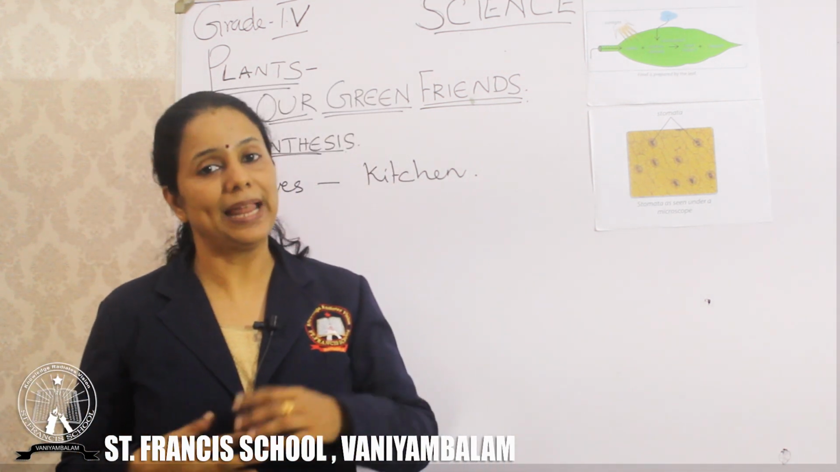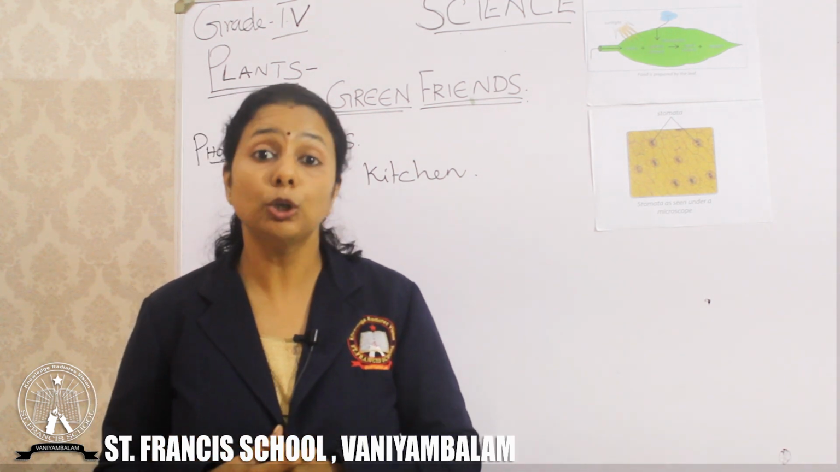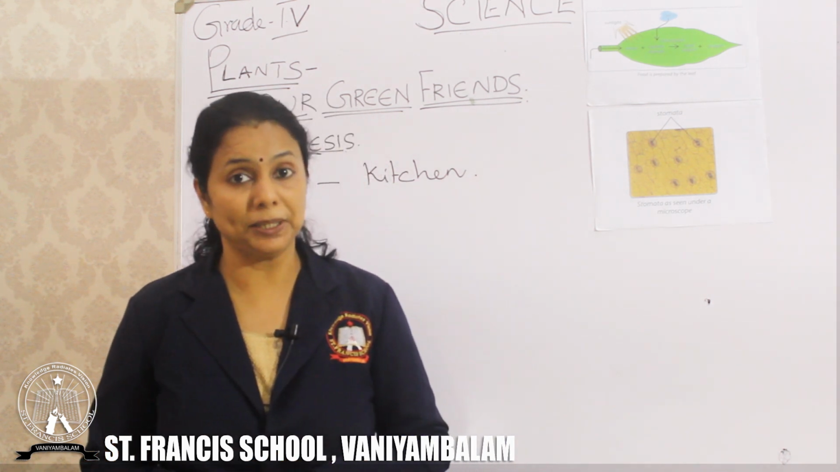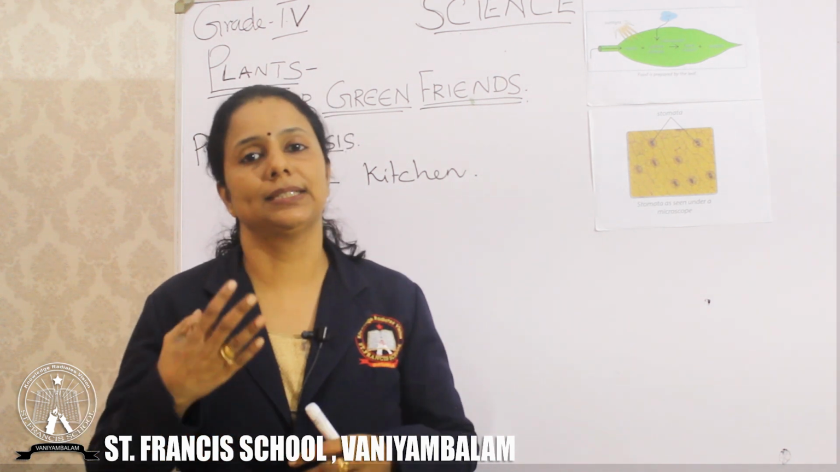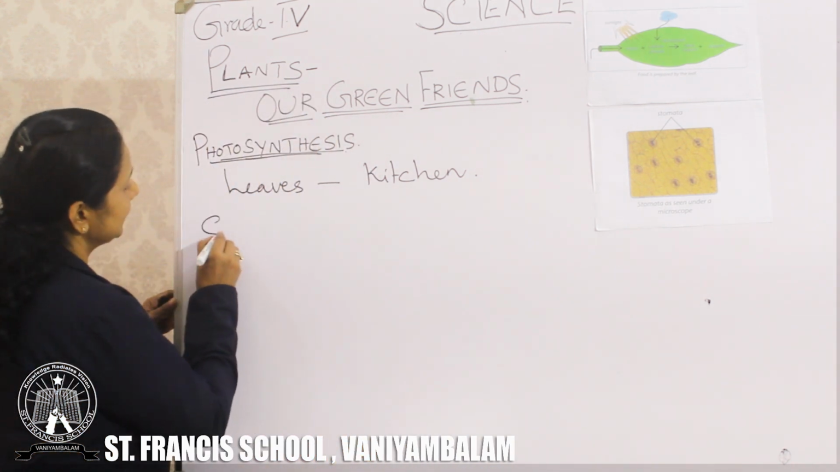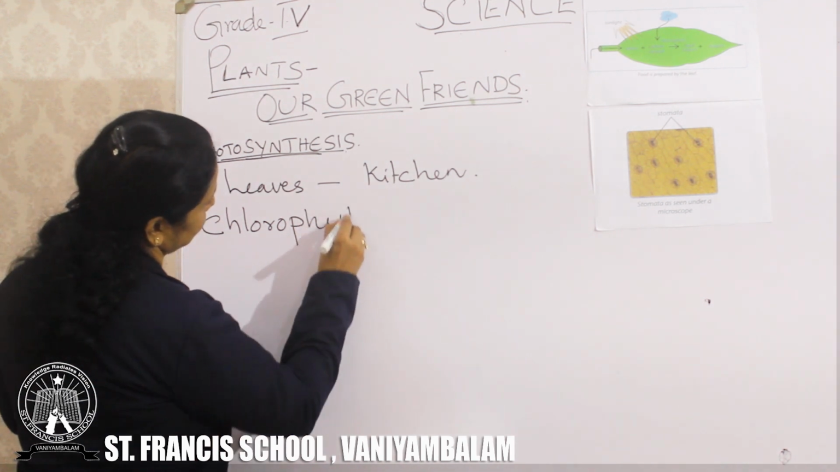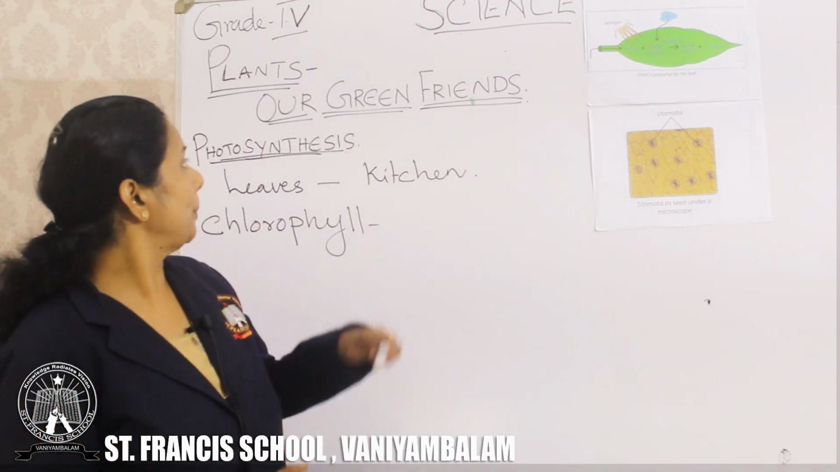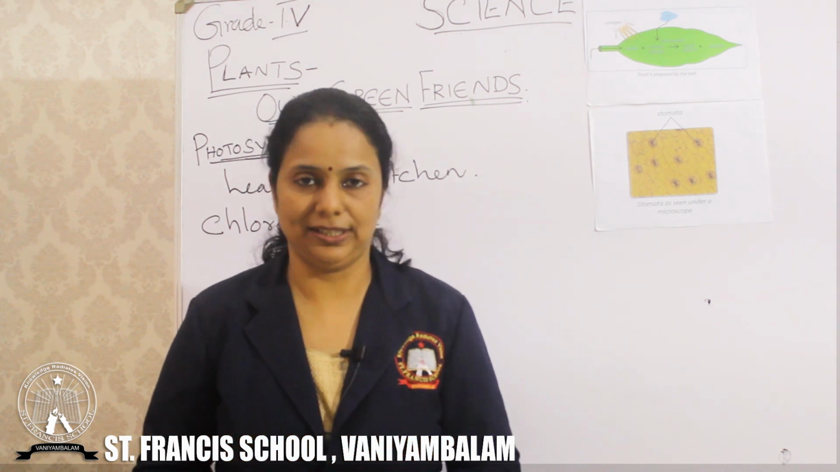Now, as you know, plants are green in color. There is a pigment called chlorophyll. What is the name of the pigment? Green colored pigment, which is called chlorophyll. So, this chlorophyll gives leaves and plants green color. Okay, so chlorophyll is the green colored pigment which is present in the leaves. So to make food, plants need some raw materials.